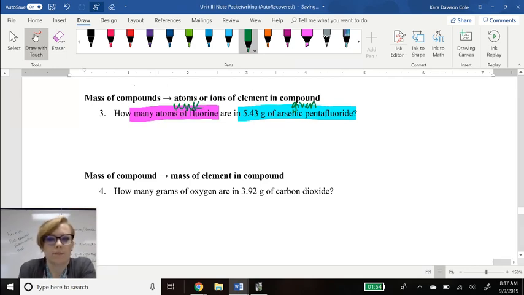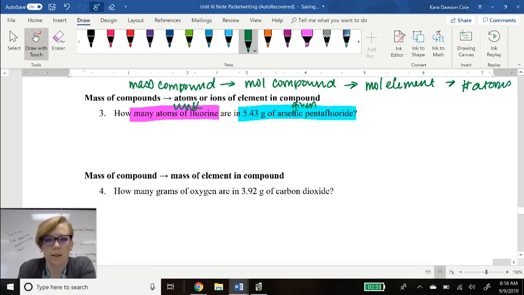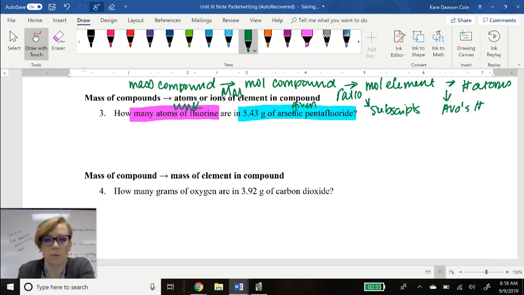Okay, so if I've been given mass of compound, I need to go to moles of compound, then to moles of element, and then to number of atoms. Here I'm going to be using my molar mass. Here I'm going to be using my ratio from subscripts. And here I'm going to be using Avogadro's number. So I need 3 conversion factors here.